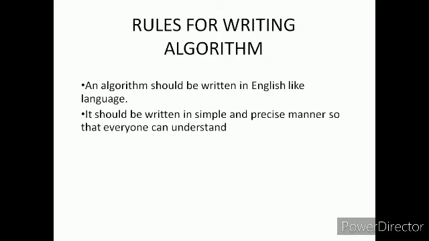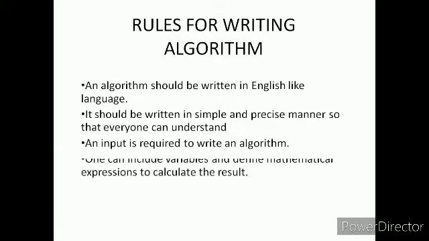Number 3, an input is required to write an algorithm. As I've mentioned before, if you are performing an addition, you need to have the numbers, you need to have the operators. Only after that will you get the output. So in order to write an algorithm, you need to have an input. Fourth one is, one can include variables and define mathematical expressions to calculate the result.